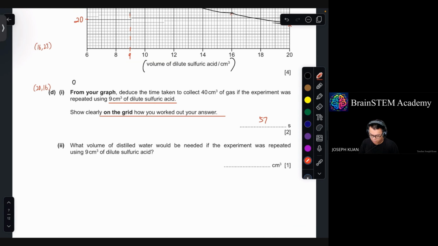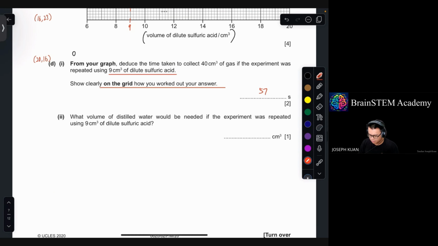Moving on to 2, what volume of distilled water would be needed if the experiment was repeated using 9 cm³ of dilute sulfuric acid?